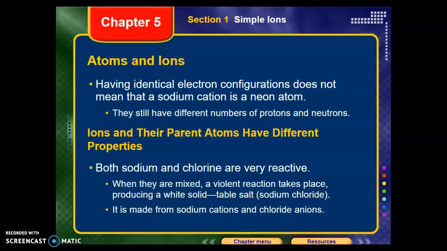And so it's important to note that atoms and ions are different in the way that they have different numbers of electrons, but the protons and neutrons are the same. So they have very different properties because they have different numbers of electrons.